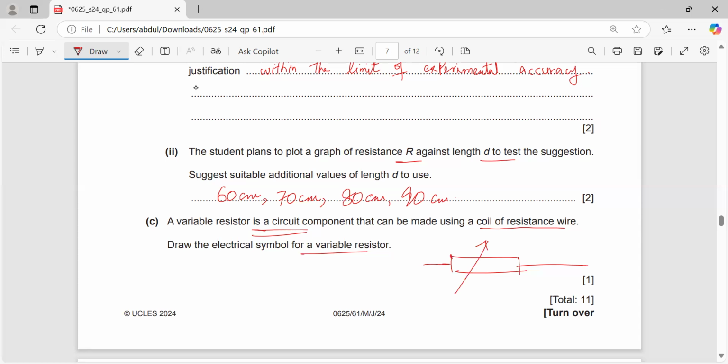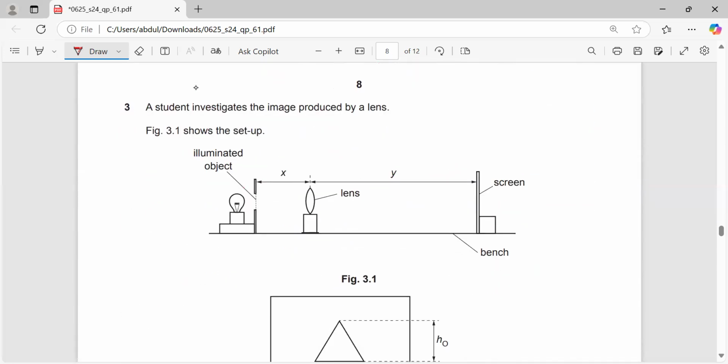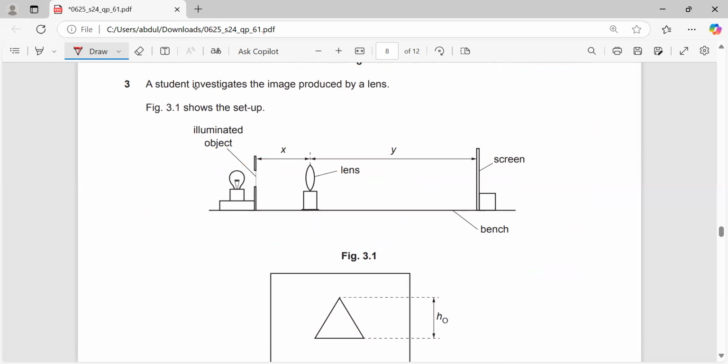Now, my dear friends, let's move to the next question, which is on lenses. A student investigates the image produced by a lens. See, this is the lens. Here is the screen where the image is made, by the way. Here is the illuminated object whose image we are seeing, and the lamp is there to illuminate it, to make it brighter.